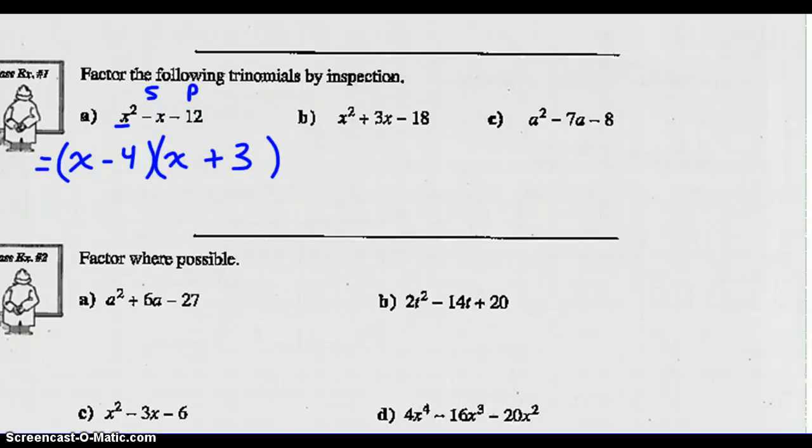If I want to factor the next one, make our two binomials. The only way to get to x squared is x times x. We ask ourselves now what two numbers have a sum of positive 3 and a product of negative 18. So two numbers that multiply to negative 18 and add to positive 3 are positive 6 and minus 3.